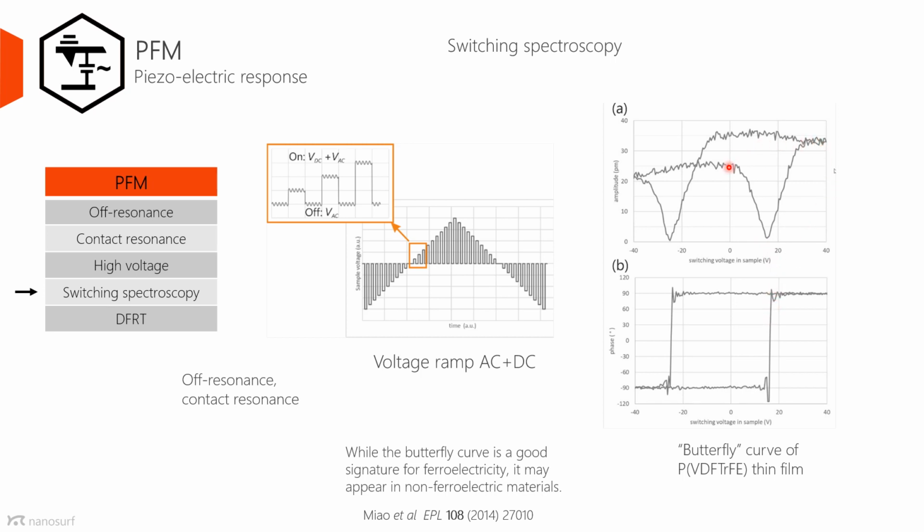Then you repeat the whole sequence in a different direction, and the resulting PFM signal curve versus the DC voltage of the pulses, because of its shape, is called the butterfly curve. This curve is giving you important information about the switching voltage in your sample, which is required to reverse the domain polarization. And in this particular sample, it is of the order of minus 22 and say 18 volts.